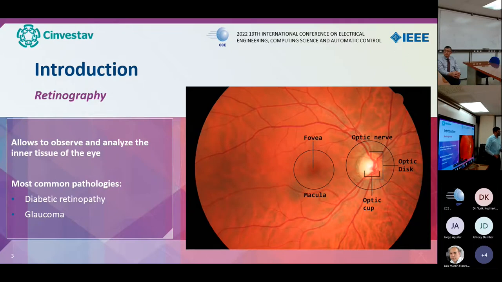Well, retinographies are digital photographs taken from the back of the eye. These photographs allow us to observe and analyze the inner tissue of the eye, including its main areas, such as the fovea, the macula, and the optic nerve mainly. But it also allows us to observe the blood vessel distributions. With this analysis, specialist physicians can generate a diagnosis, where the most common pathologies are diabetic retinopathy and glaucoma.